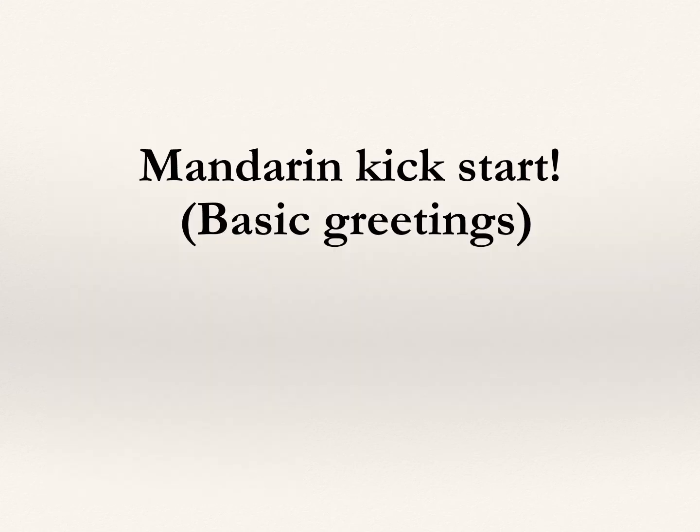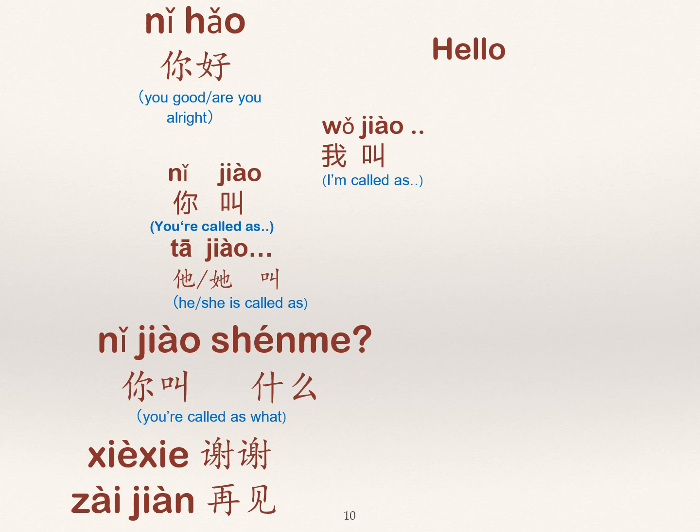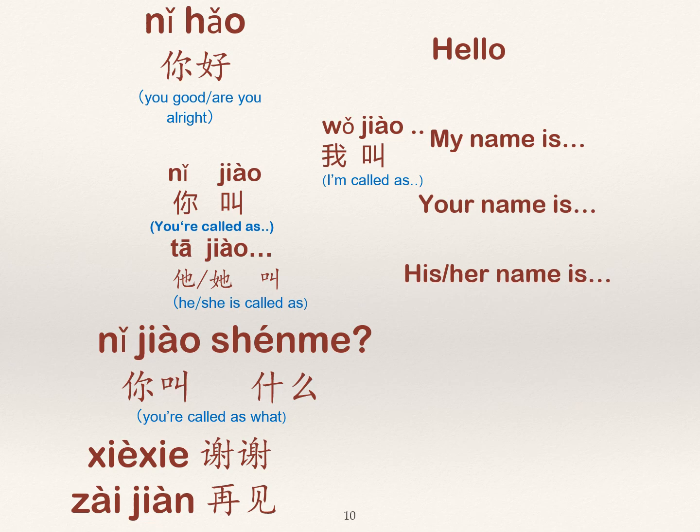Then let's have a very quick, brief kickstart of how to greet in Mandarin. You see 你好, and I think everyone knows that means hello, and literally it's you good, or are you alright. Then we have my name is, and it's 我叫, I 叫, be called or call. So 我叫 is a combination of I and be called. So I'm called as, which means my name is. And 你叫, 他叫: 你 is you, 他, both pronounced as ta, means he or she. Could be translated in the same logic, your name is and his name is.